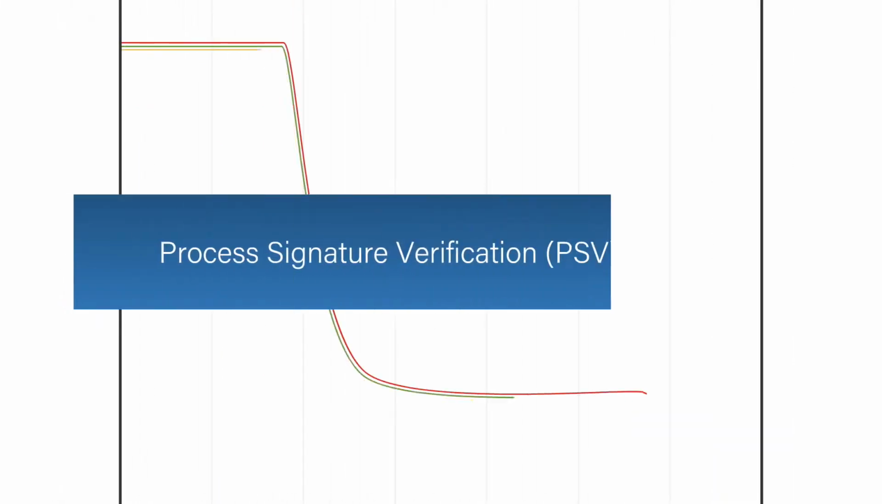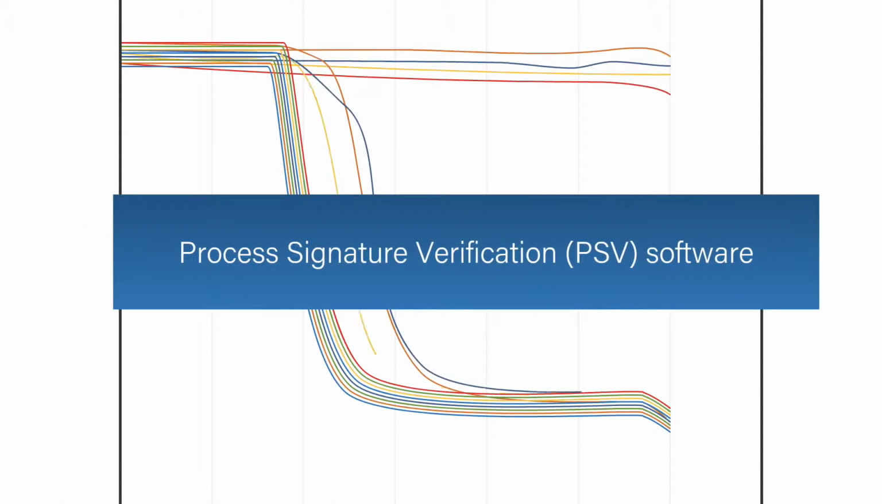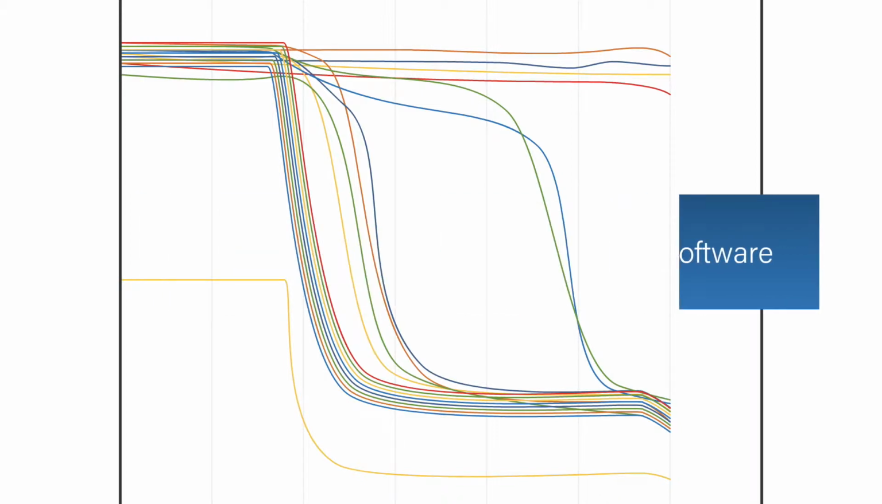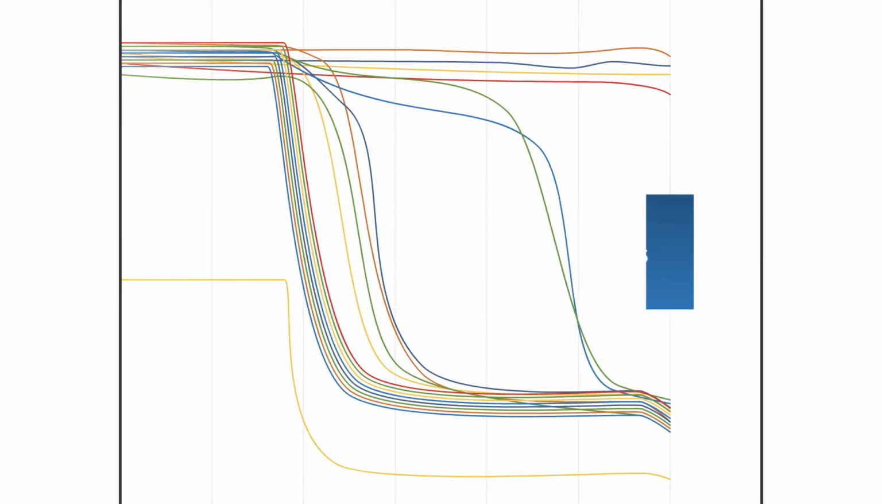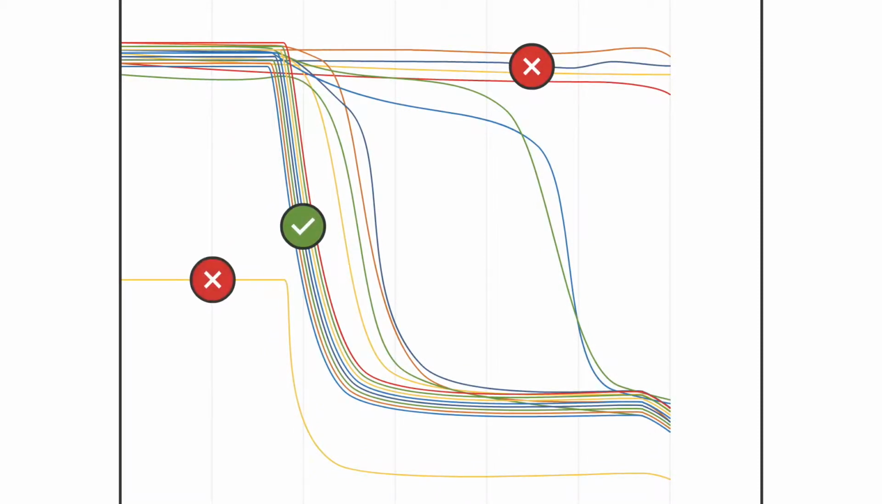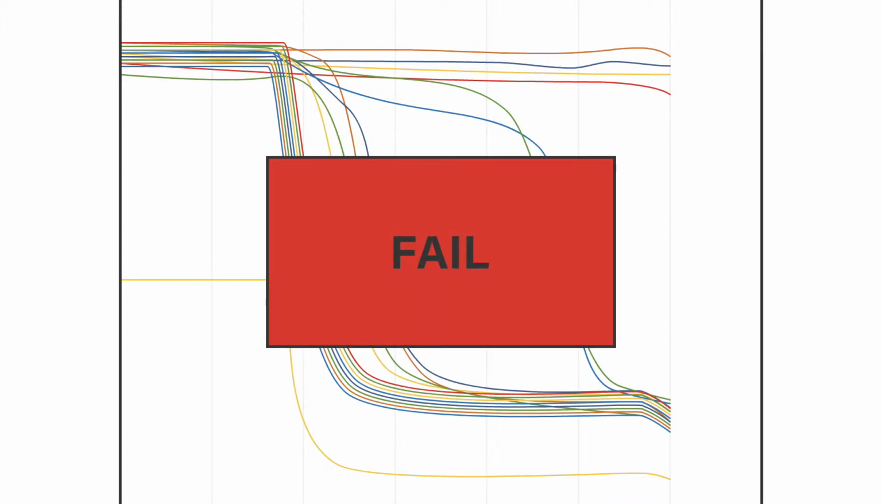sigPOD is powered by Process Signature Verification, or PSV, software, which features the industry's most advanced use of digital process signatures, also called waveforms. Quality decisions are made in milliseconds based on thousands of data points gathered from your processes for the most accurate defect detection. Even the most subtle of outliers can't hide from sigPOD.